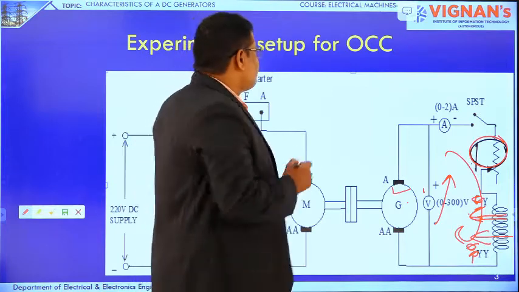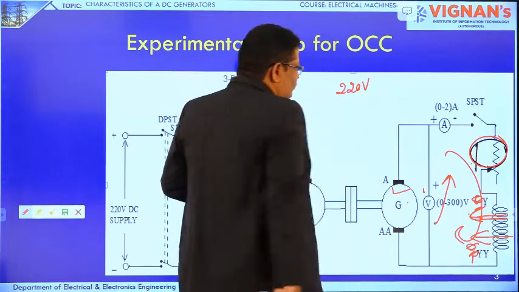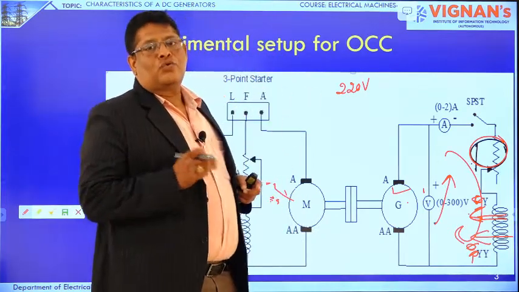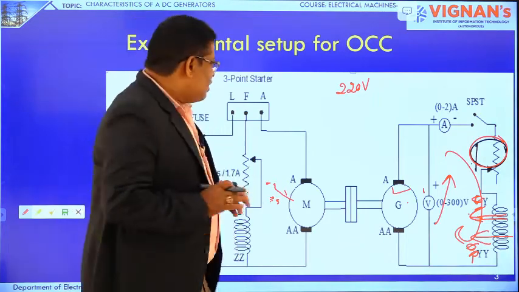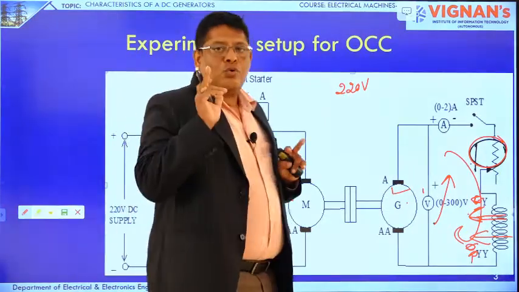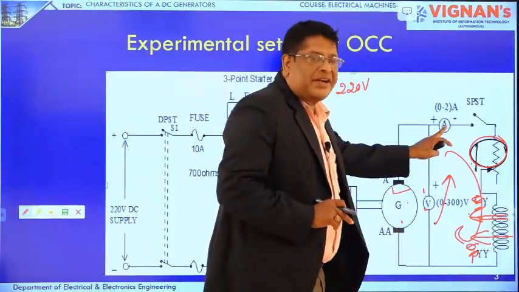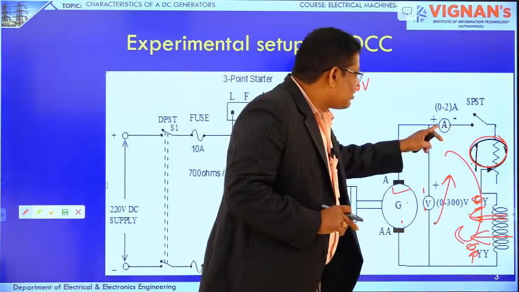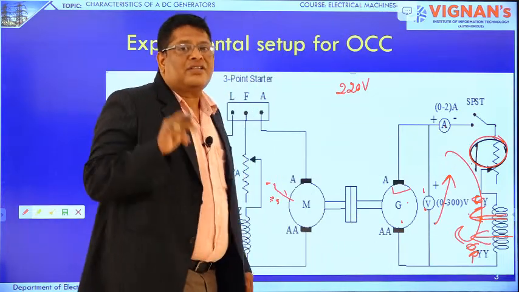Suppose the rated voltage of the DC generator is 220 volts. You can change the field current up to 220 volts. Throughout the experiment, we are noting only two readings: one is the voltmeter reading, and the other is the ammeter reading. The voltmeter is connected across the generator, and the ammeter is connected in series with the field winding to know how much field current is flowing.